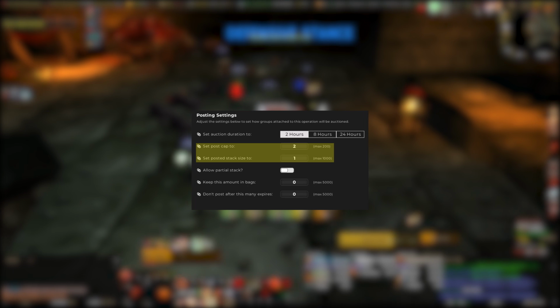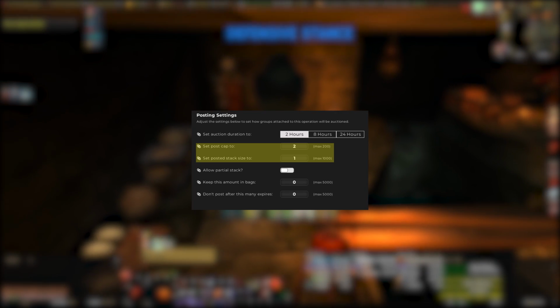Now this one's fairly simple to understand. The only thing that ever catches people off guard is this little toggle that you see, which is allowing partial stacks. That's just saying that if you were to be selling a stack of 20 of something but you only have 17, it's whether or not you want it to post the 17 or keep it in the bag until you get your 20. Now that can affect sales, because a lot of people will only buy items in neat stacks, so that's 5s, 10s and 20s, because, well, people are weird.